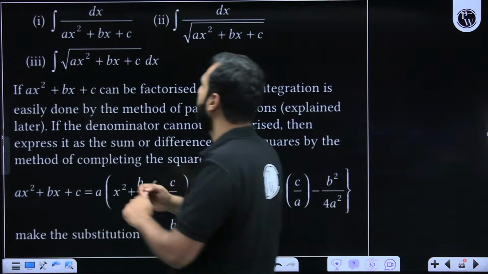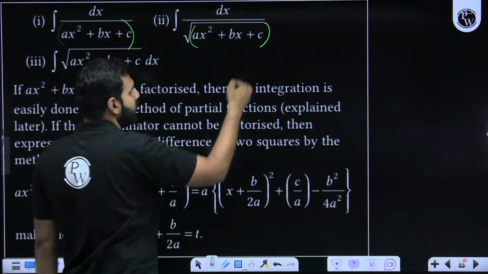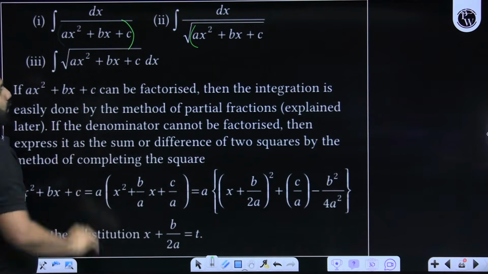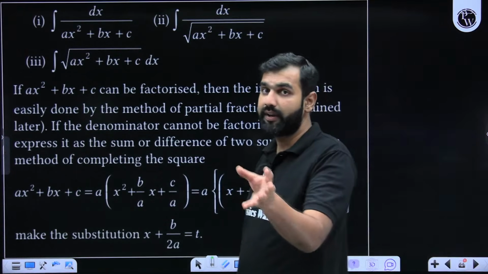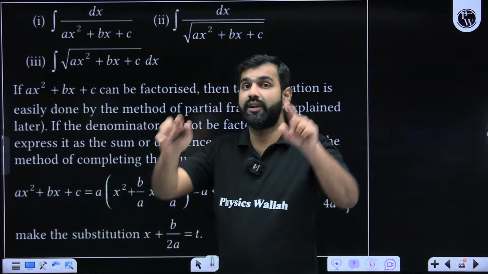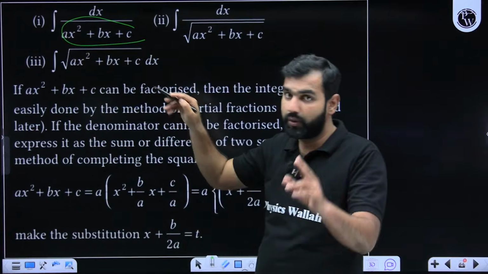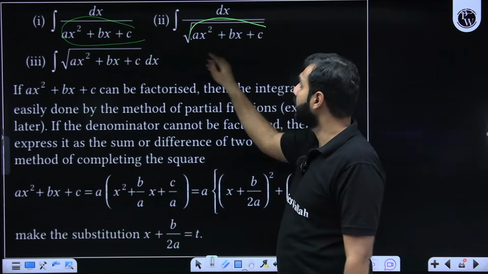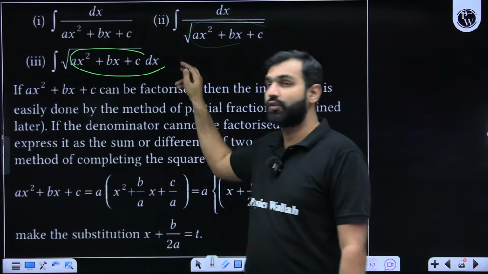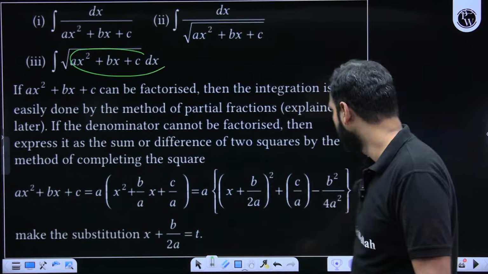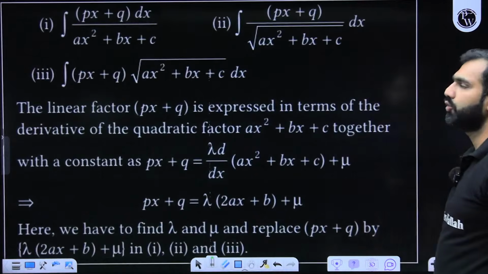For example, this one. This one is 1 upon a quadratic, or 1 upon under root over quadratic, or under root over quadratic. The idea is really simple. We know when we see a quadratic, by converting into a perfect square, I will be converting into that x square plus a square form. So I'll be having 1 upon x square plus a square. We know integration of that. I'll be converting into 1 upon under root x square plus a square. We know the integration of that. I'll be converting into under root over x square plus a square or x square minus a square. And we know the formula to solve them. We have discussed the formula to solve them. So this is how you solve that category.